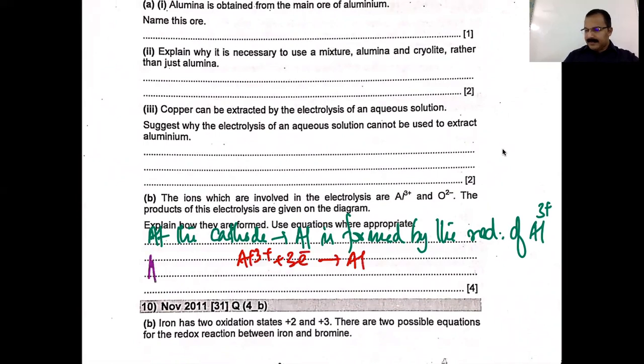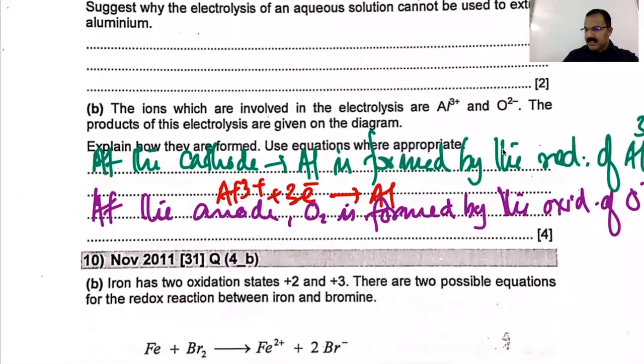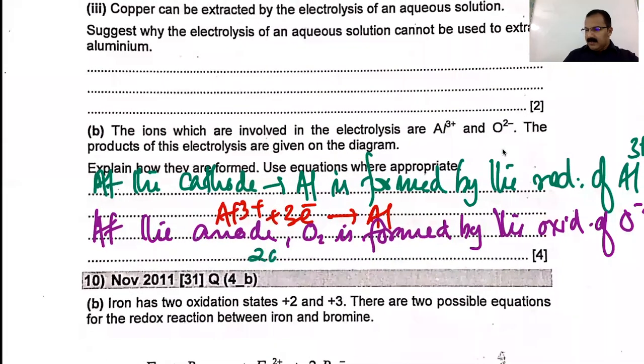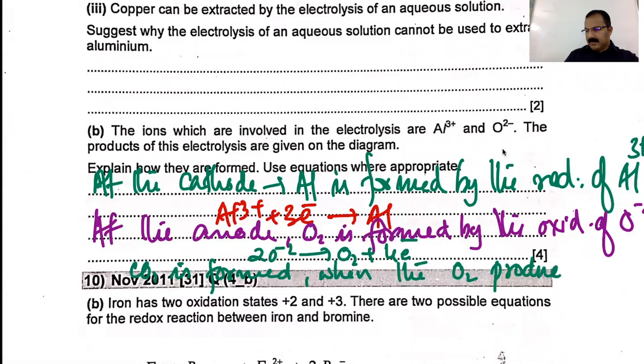And at the anode, O2 is formed by the oxidation of O2 minus. Equation is 2 O2 minus gives you O2 plus 4 electrons. Then you write CO2 is formed when the O2 produced reacts with the anode. C plus O2 gives CO2.